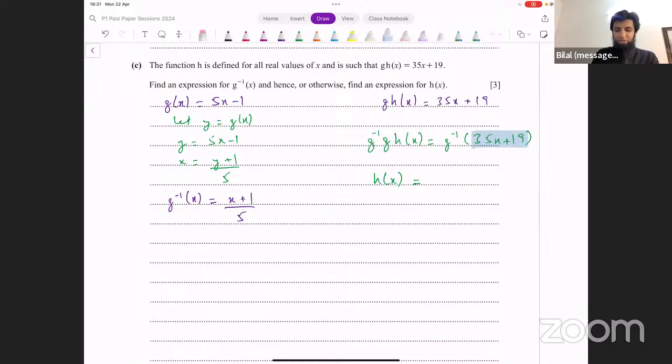Now you know the g inverse function. In place of x, just put 35x plus 19, and that will give you 35x plus 19 plus 1, divided by 5. Inside the g inverse function, you've got to input 35x plus 19. Now you simplify this, and that gives you 35x plus 20 over 5. And then h of x turns out to be 35 over 5, that's 7x plus 4. That is h of x. That's what we were looking for here. That's question number 9.